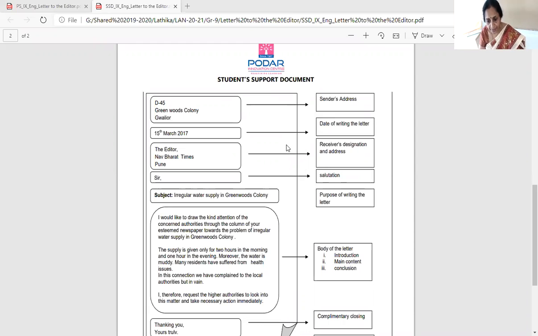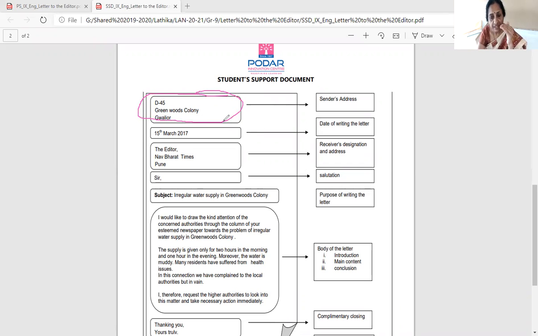So in the beginning we will write the sender's address. Who is writing this letter? Their address will be on top. Can you see this? It's written sender's address. So we need to write the sender's address first. On the left hand side you will write the sender's address, whoever is writing this letter.